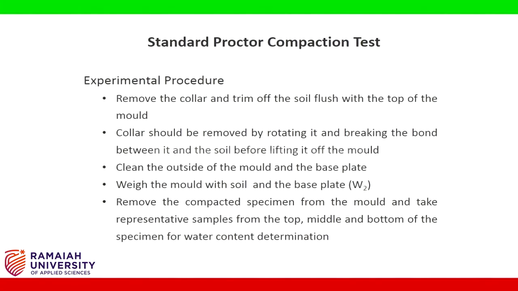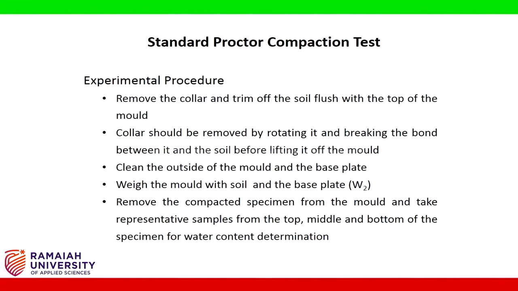Remove the collar and trim off the soil flush with the top of the mold. The collar should be removed by rotating it and breaking the bond between it and the soil before lifting it off the mold. Clean the outside of the mold and the base plate. Weigh the mold with soil and the base plate, W2.